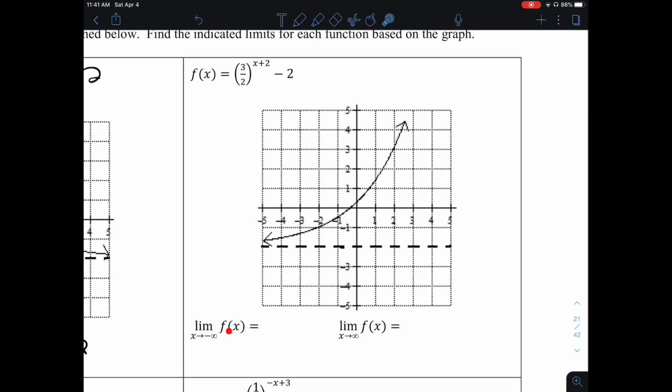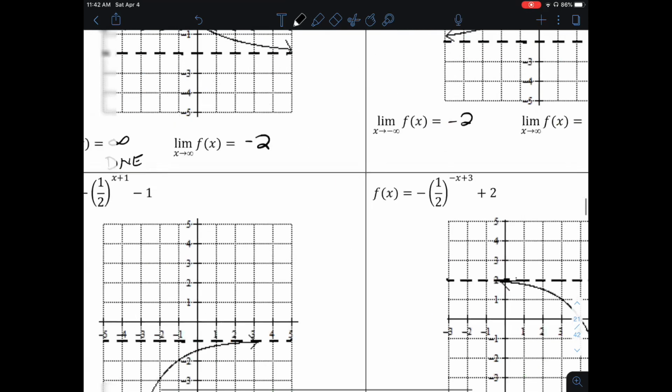As x goes to the left forever, what's happening to the function f? Well, it's going closer to the horizontal asymptote. That's the left end behavior. As x goes to the right forever, f of x is approaching infinity. That means this limit does not exist.